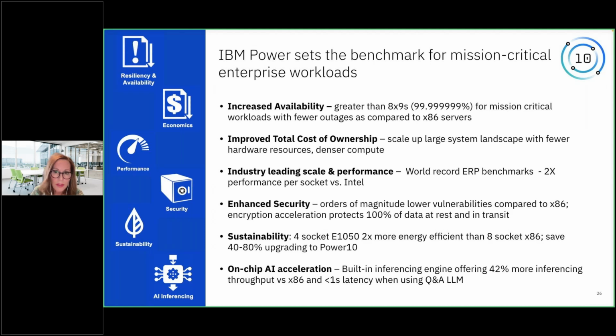We also work toward industry-leading scale and performance. So with every generation of server that we release into the market, our goal is to have 2 times better performance versus the other choices that are out there.